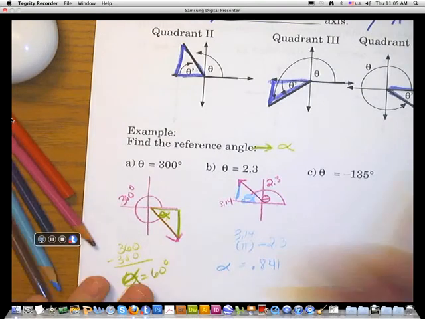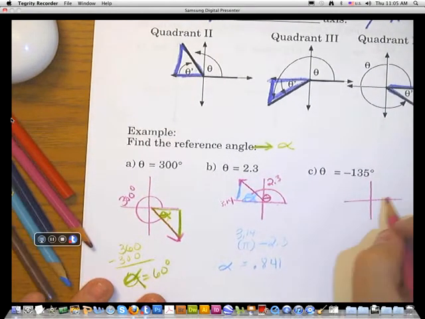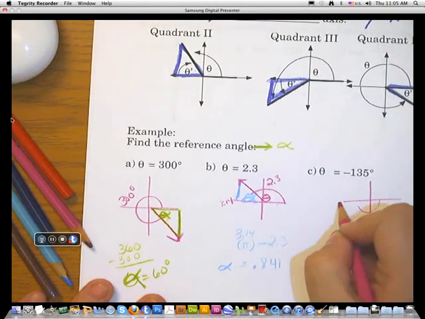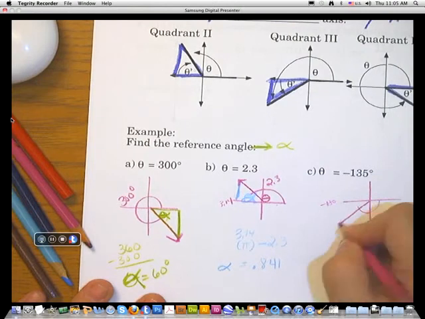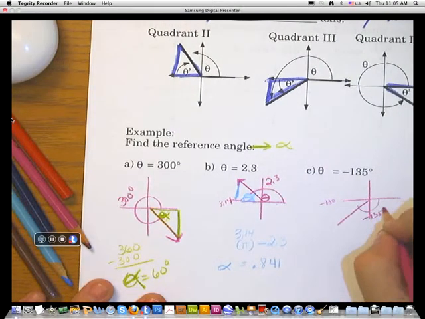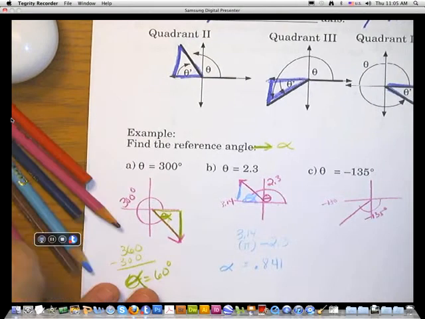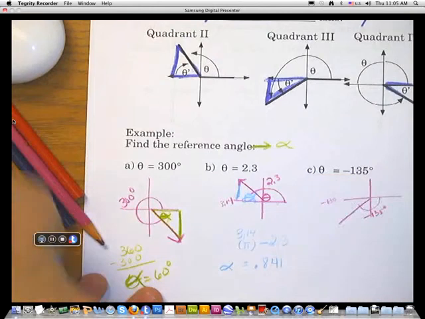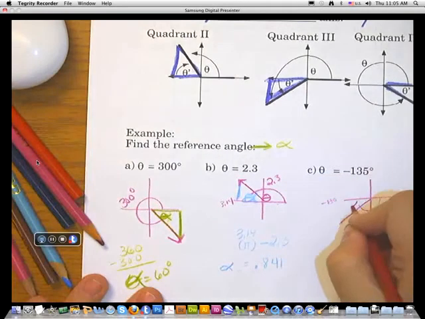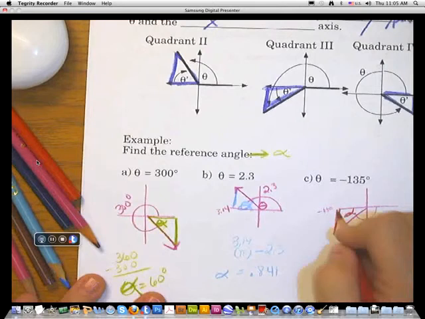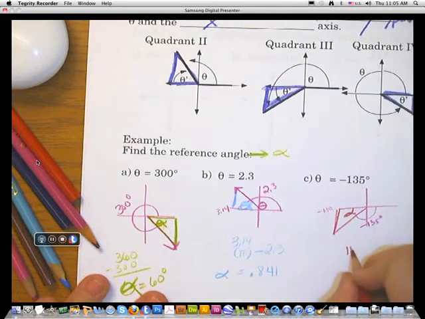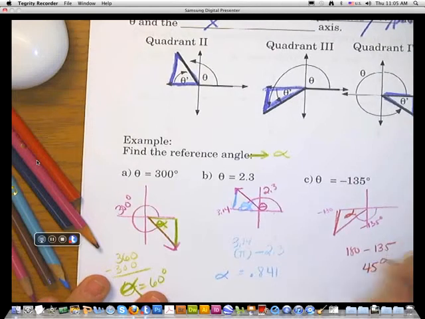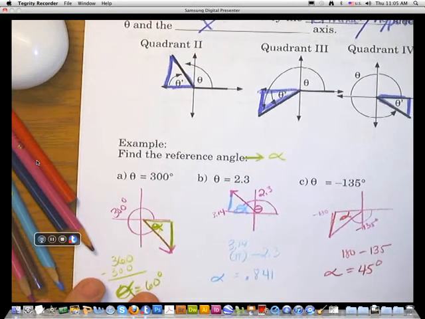All right, last one, negative 135 degrees. There's negative 90, and negative 135 is here because I know this is negative 180. So negative 135. I want what's left over, what's remaining. So I want 180 minus the 135, and I get 45 degrees.